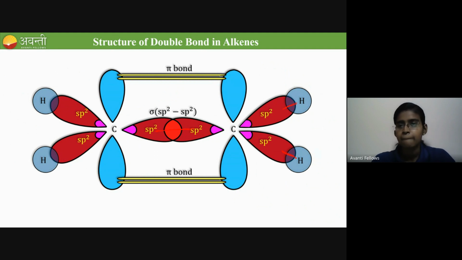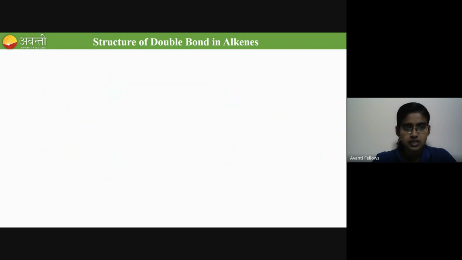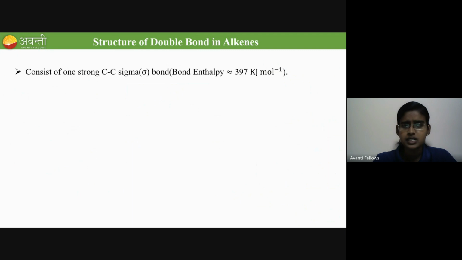Got it? Now coming to the structure of the double bond in alkenes, I want to tell you some more information about it. I hope the structure picture which I have shown you is clear to all of you, right? If it is not clear, just ask me. I will show you again. So now, just give me 2 more minutes. I will finish the class.